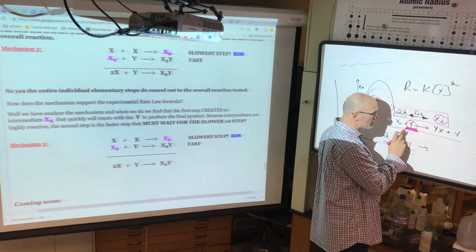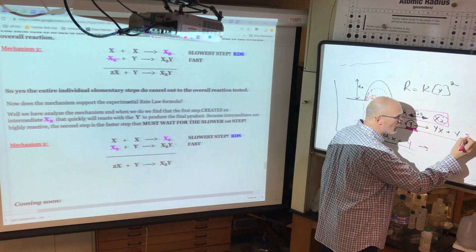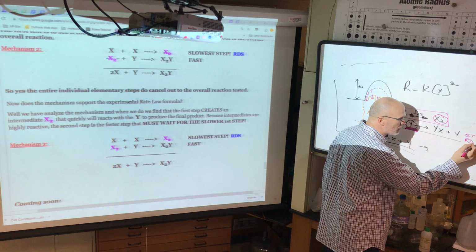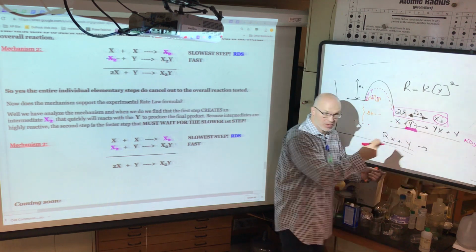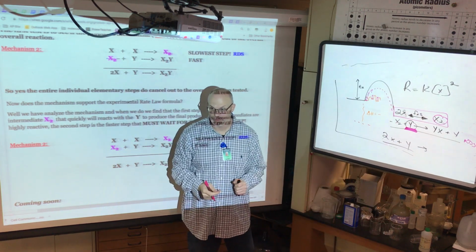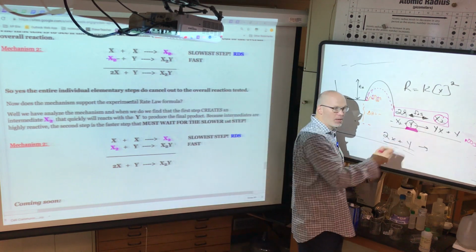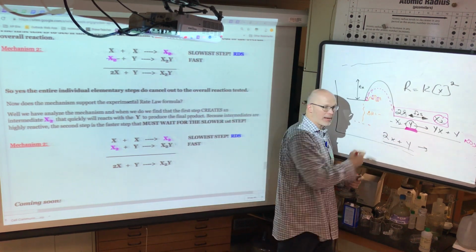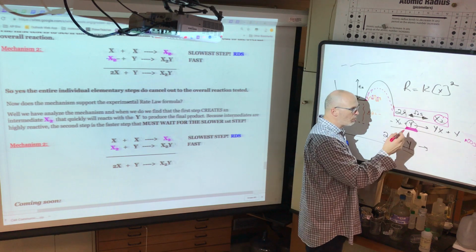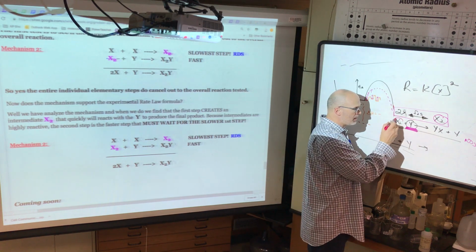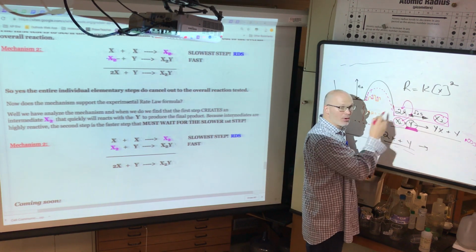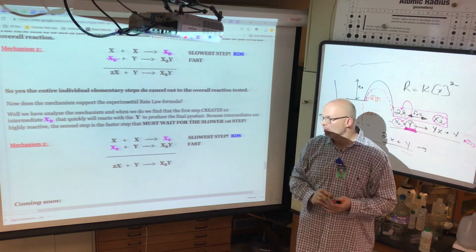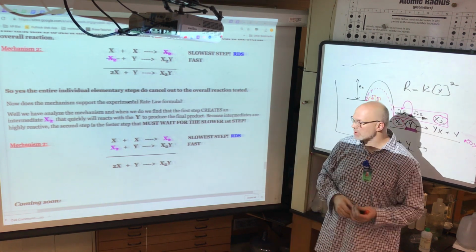So this must be my slowest step here. This is the rate determining step, always the second in a fast equilibrium, because it's got to wait for the availability of the X2, because it goes back so fast. And as you did last night, you can relate the intermediate to the other chemical because of the equilibrium. That you won't see in your test today.